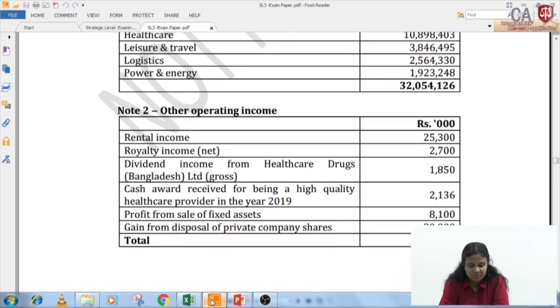Then cash award received for being a high quality healthcare provider in the year 2019. Cash award. Then this is received for being a high quality healthcare provider.